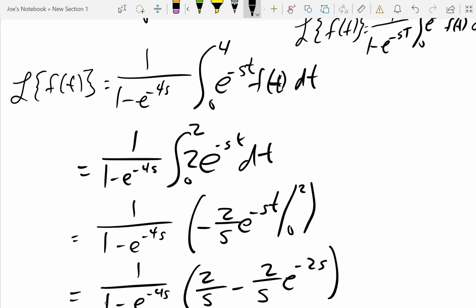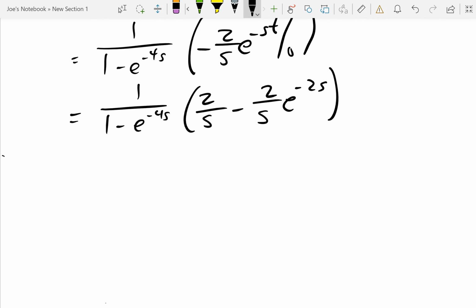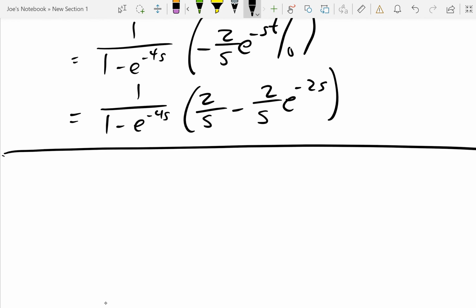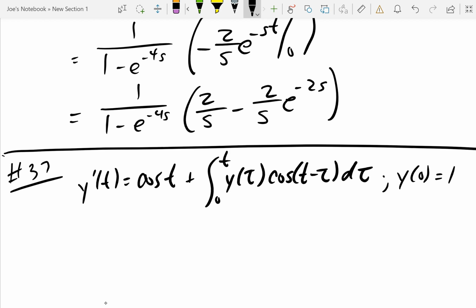All right, I want to do one more where we have to do the Laplace transform of an equation to solve, and it involves a convolution integral. So let's look at number 37. We've got y prime of t equals cosine of t plus the integral from 0 to t of y of tau cosine of t minus tau d tau. And the initial condition is y of 0 equals 1.